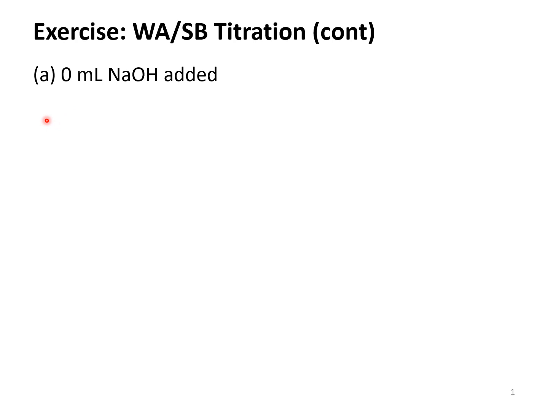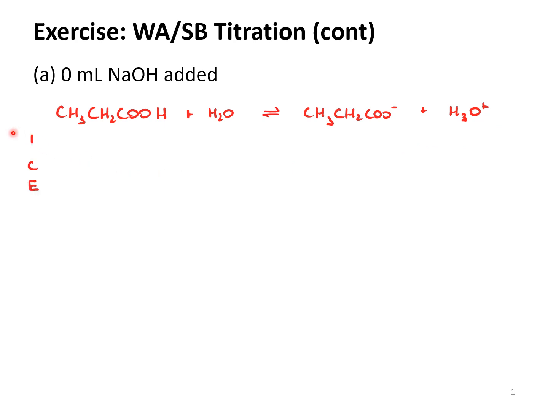So the first step is to write a balanced reaction for our weak acid, which is propanoic acid plus water as our starting point. And since it's a weak acid, we'll have an equilibrium reaction, and so we'll have the double arrow representing our equilibrium. And we know that propanoic acid will donate a proton to water, and this will produce propanoate and H3O+ as our dissociation products. So next we'll have to complete the ICE table for this reaction.